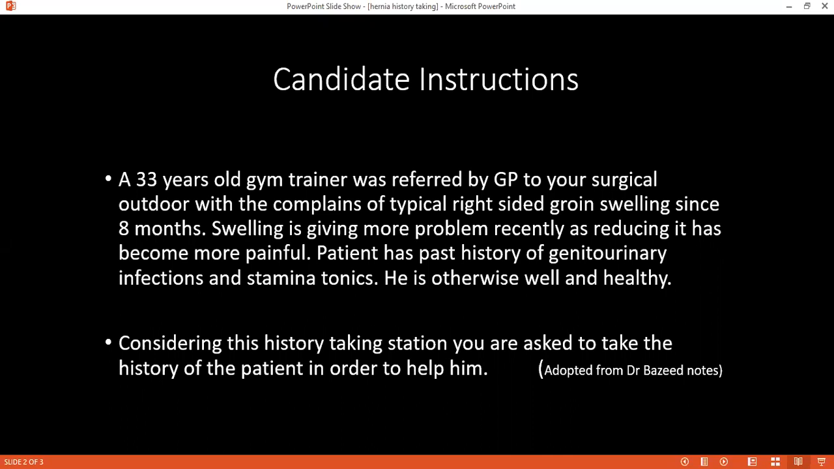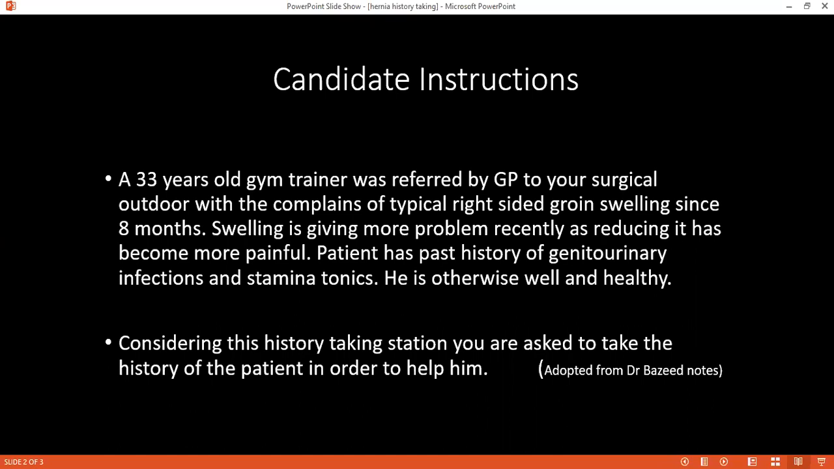Okay, thank you. Can you tell me how it started? It started suddenly or it started gradually? It started gradually. Okay. Is it present only on the right side, or is it present on the left side also? No, it's only on the right side. Okay. When did you notice it for the first time?